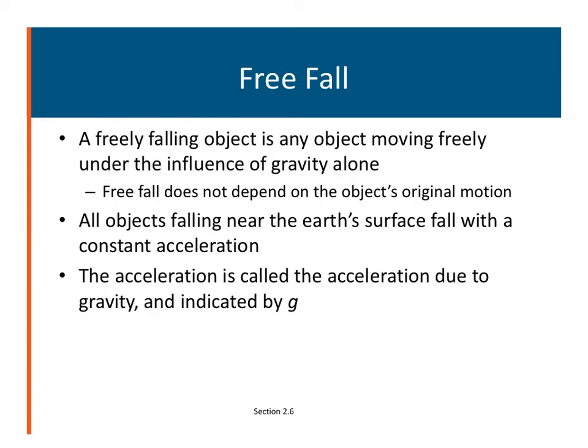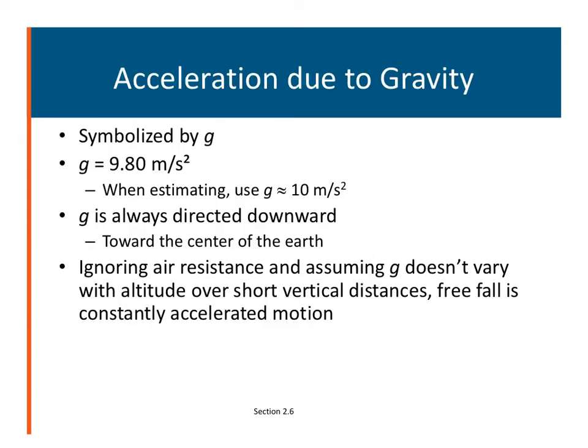And we call this acceleration baby g. We use a little g to signify the acceleration due to gravity. And this is constant everywhere on the Earth's surface. Baby g has a value of 9.8 meters per second squared, or 32.23 feet per second squared. And if we need to use a rough estimate, we can use 10 at times, but typically we are going to use this 9.8.